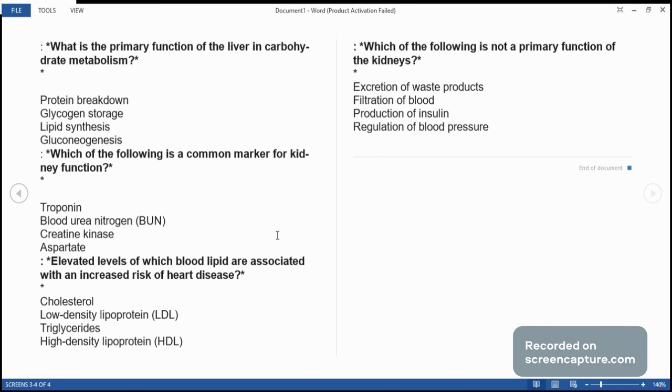Regulation of blood pressure, primary function: the kidney regulates blood pressure via the renin angiotensin system. We discussed it the other time. Fluid volume control through sodium and water balancing and vasoconstriction mediated by hormones. So the correct thing is that the kidney performs vital functions, but insulin production is not one of them. So that is the correct answer: production of insulin.